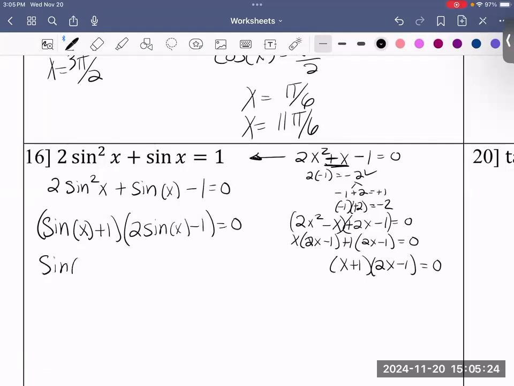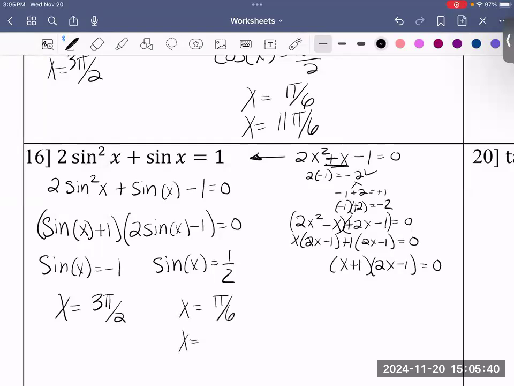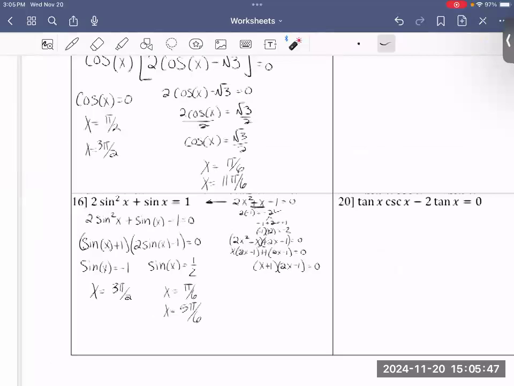So where is sine equal to negative 1? And where is sine equal to 1/2? Well, this is at 3 pi over 2. And this is at pi over 6. And let's see, 5 pi over 6 to remain positive. So these should be your responses.